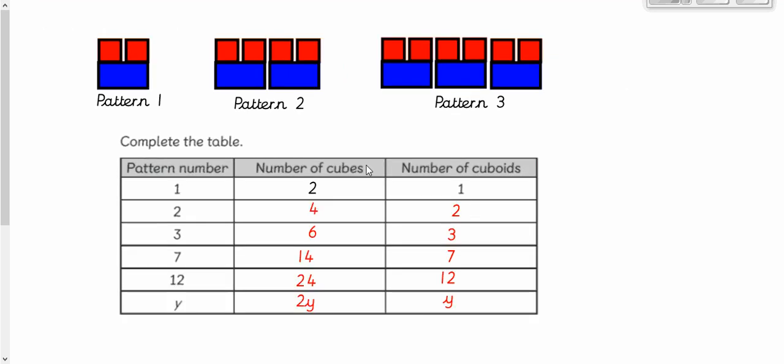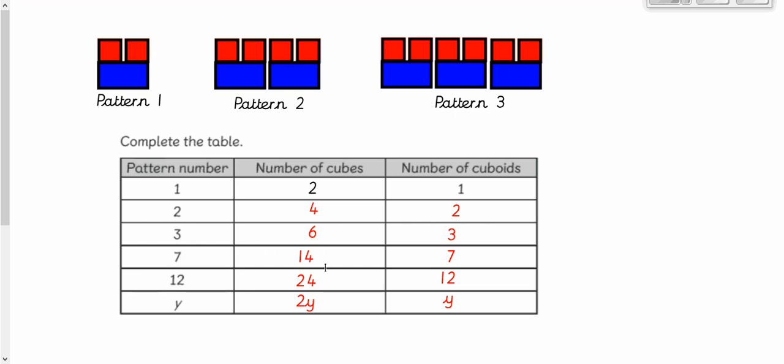So here we go. So pattern number 1 were 2 cubes and 1 cuboid. Pattern number 2, there were 4 cubes, 1, 2, 3, 4, and 2 cuboids. Pattern number 3, there were 6 cubes, 1, 2, 3, 4, 5, 6, and 3 cuboids. So how many cubes there are? Half the number of cuboids.